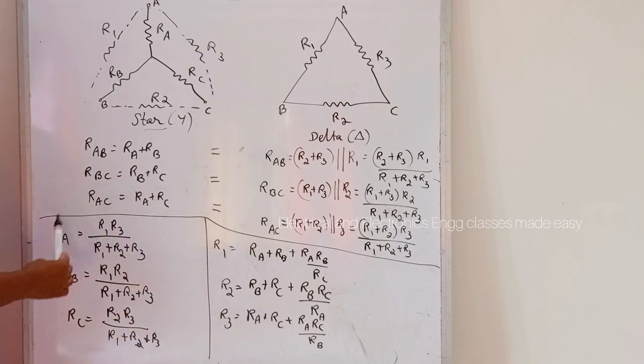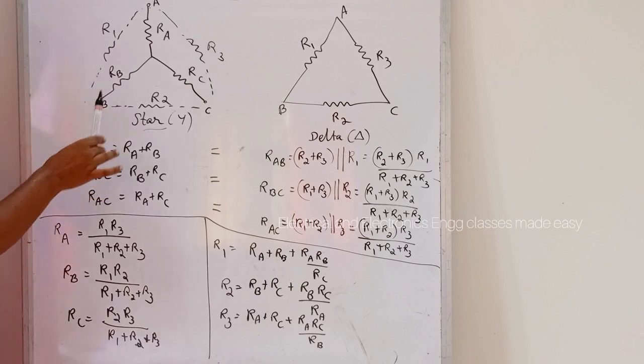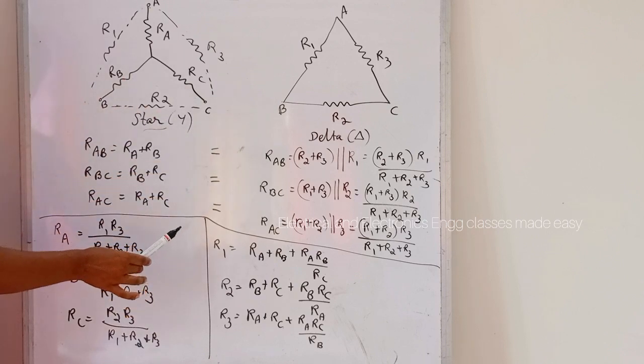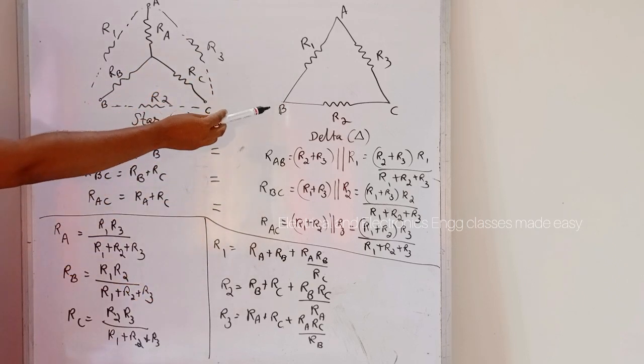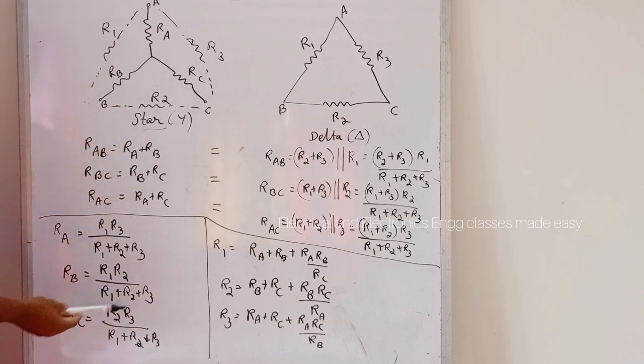So this is star to delta and also delta to star transformation technique. So in star to delta transformation, we have to find the values of R1, R2, R3, and in delta to star transformation, we have to find the values of RA, RB and RC.